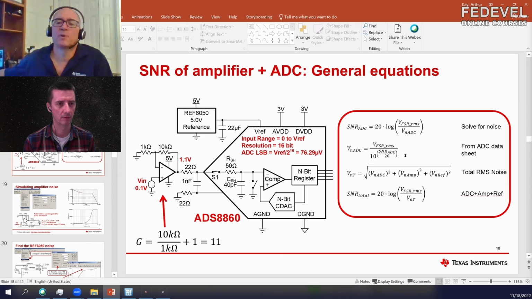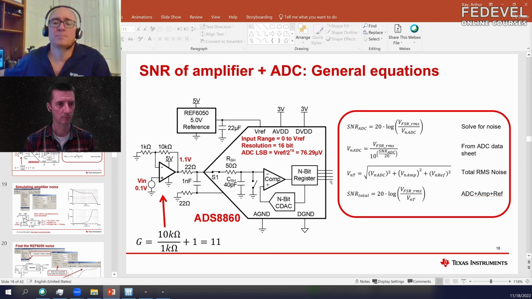Oh, it's a good, important question. So the equation is signal to noise ratio, which would be spec'd in the data sheet. Let's say 90 decibels is a very typical value. That equals 20 times the log of FSR in RMS, which is the full scale range of the A to D converter. Generally, although not always, the full scale range will be equal to the voltage reference. In this case, it's a 5-volt reference, but we want the full scale range in terms of an RMS signal, as if it were a sine wave.